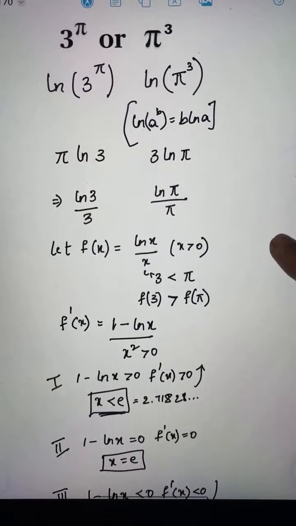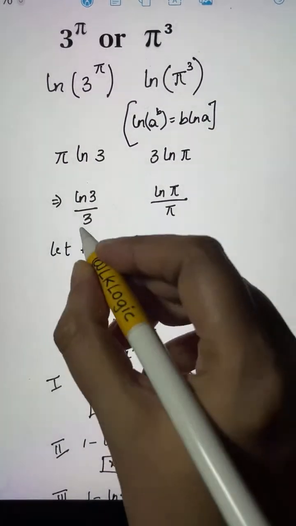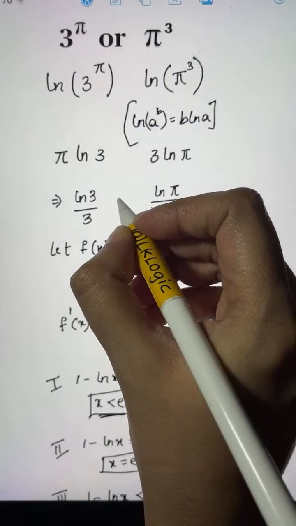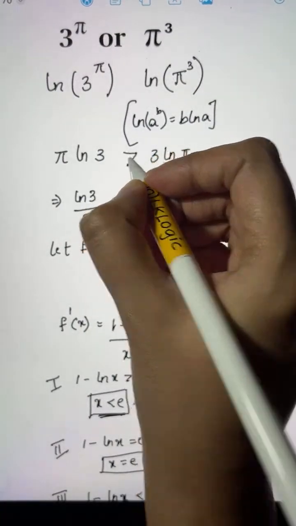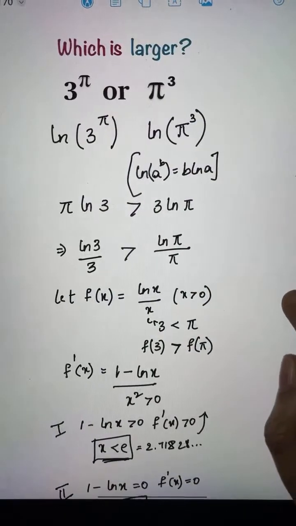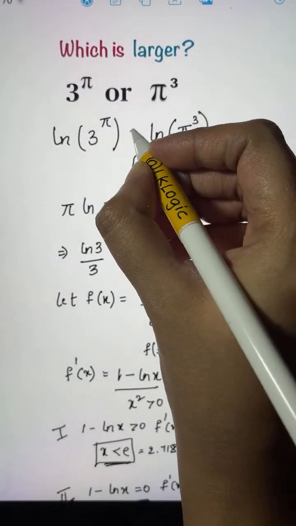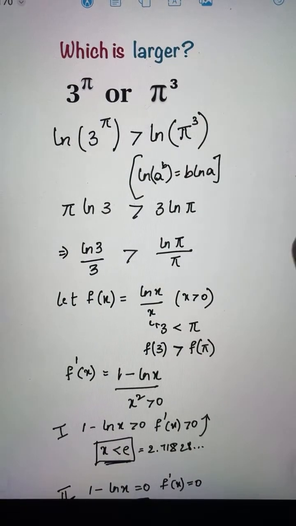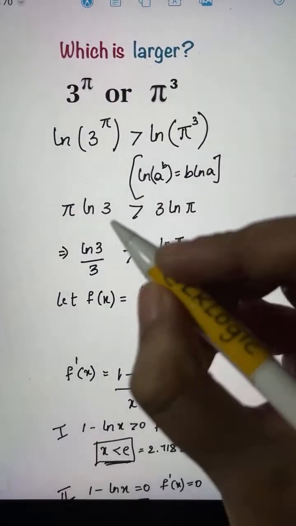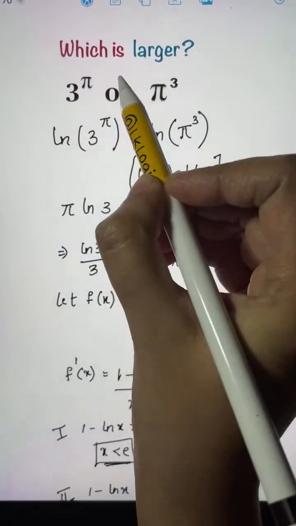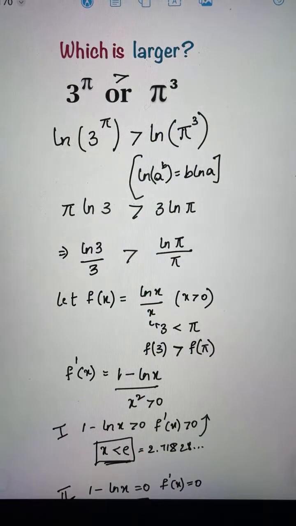So from here we can say that natural log of 3 over 3 is greater than natural log of pi over pi. And so pi natural log of 3 is greater than 3 natural log of pi. So we can say 3 to the power of pi is greater than pi cube. So which one is larger? 3 to the power of pi is larger than pi cube.